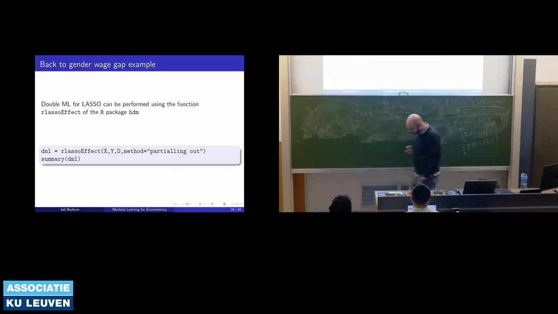If you want to do double ML with Lasso, you can also use this R package HDM, which you will see in two weeks at the next session. You use the same function, rlasso effect, as for double selection, but you have to specify the optional parameter method equal to partialing out. That gives you double ML instead of double selection.